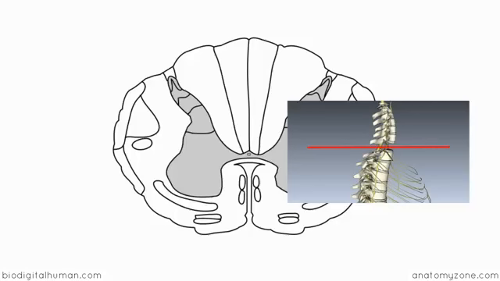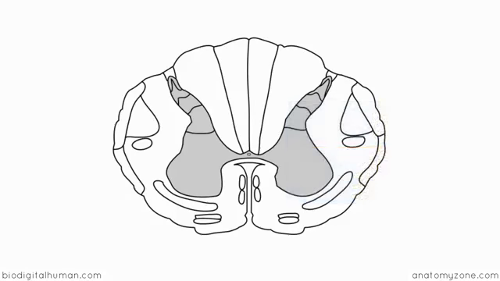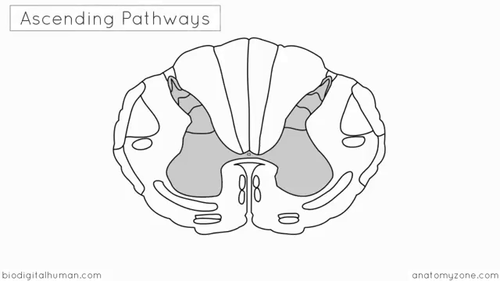So what we're looking at here is a horizontal section of the cervical spinal cord, and you'll recognize the H-shaped grey matter in the middle, and around it is the white matter. And there's various different shapes that you'll see here, and these represent the different ascending and descending spinal pathways. So first we'll take a look at the ascending pathways.